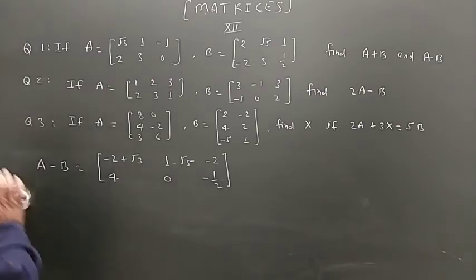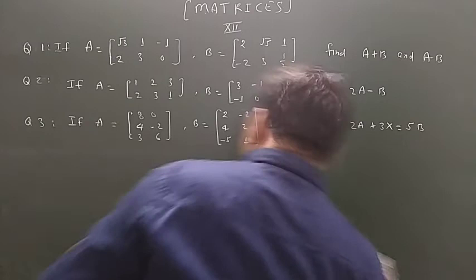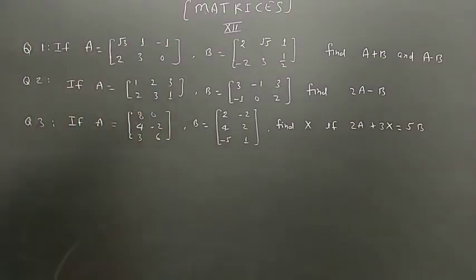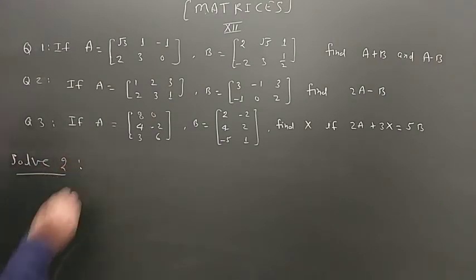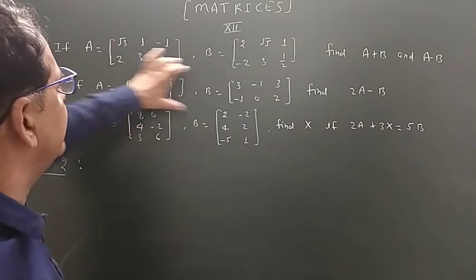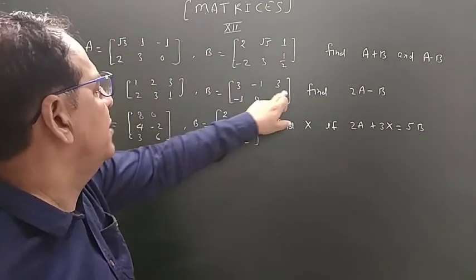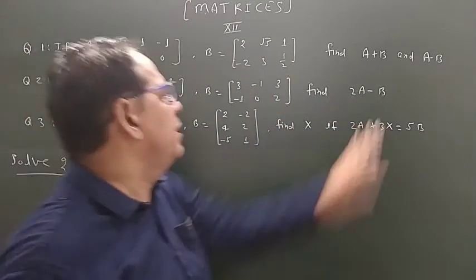Now I am taking the second part of the question, question number 2, the solution. There is A equal to [1, 2, 3; 2, 3, 1]. This is the first matrix. B equal to [3, minus 1, 3; minus 1, 0, 2] is the second matrix. And we want to find the value of 2A minus B.